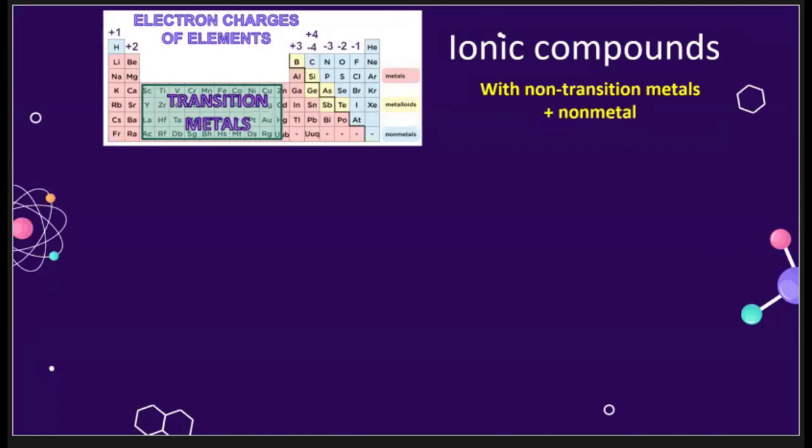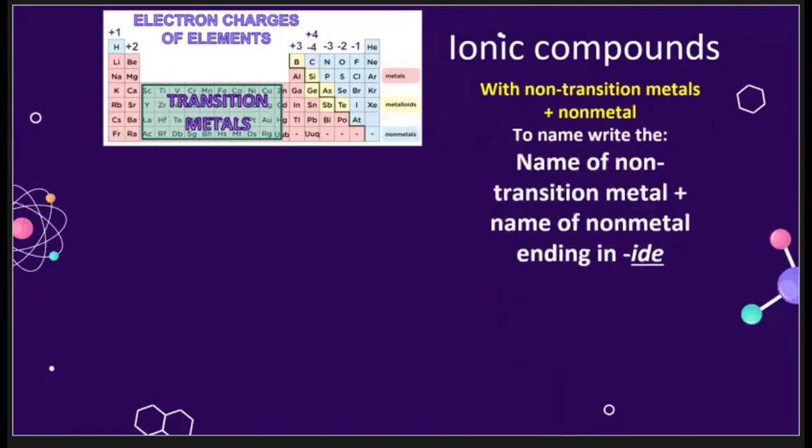To name this kind of ionic compound, we write the name of the non-transition metal plus the name of the non-metal ending with IDE. Remember, a compound usually ends with IDE. The non-metal usually ends with IDE. For example, aluminum and bromine combine with each other to form an ionic compound. The name of the non-transition metal here is aluminum and the non-metal is bromine. The non-metal should end with IDE. So instead of writing bromine, we change the suffix, or the last three letters, into IDE. So we can call this compound aluminum bromide.